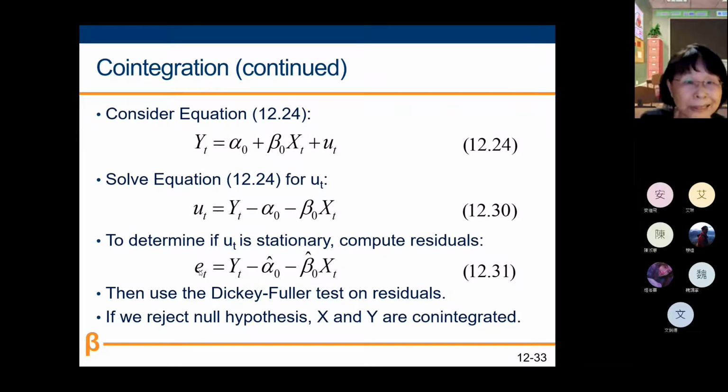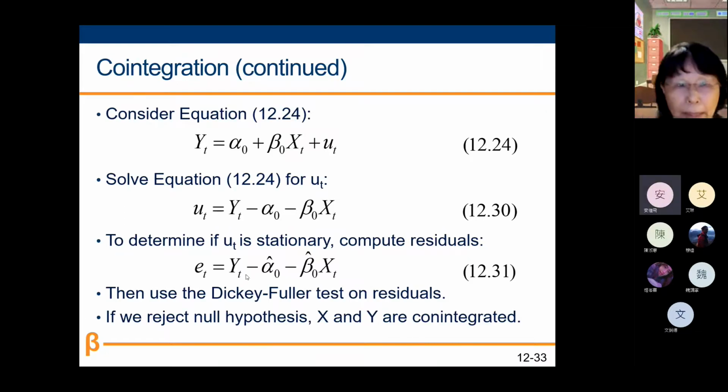Okay, thank you. So this is actually the residual from the regression in equation 12.24. After we get the residuals, we use the Dickey-Fuller test on the residuals. If we can reject the null hypothesis, then it means that the residuals are stationary. Then we say X and Y are co-integrated. Is that clear for all of you?